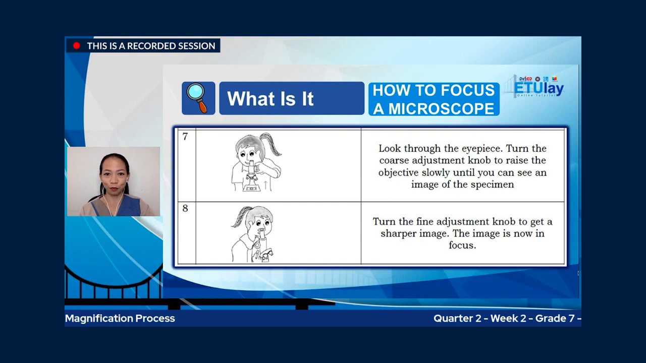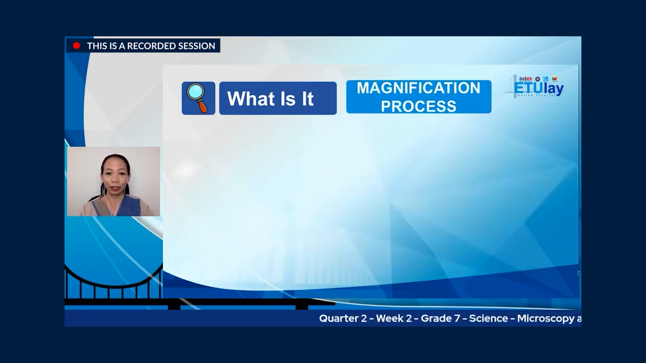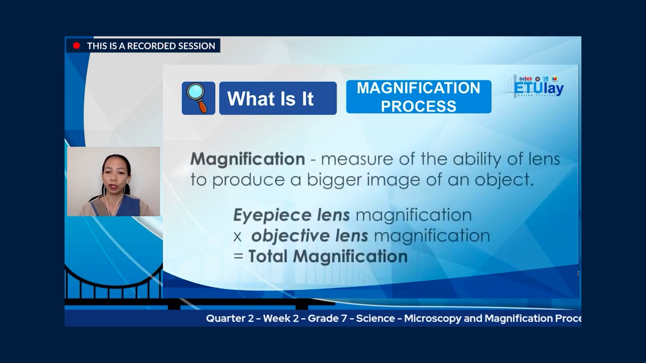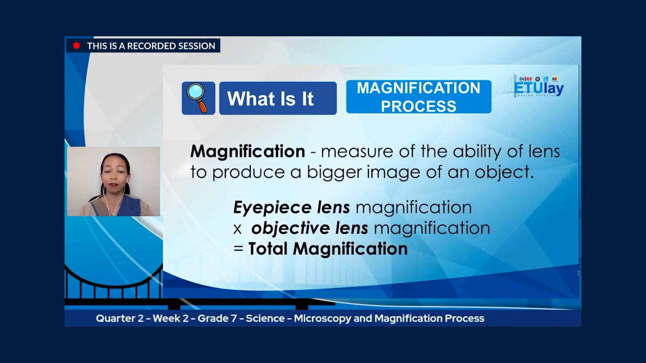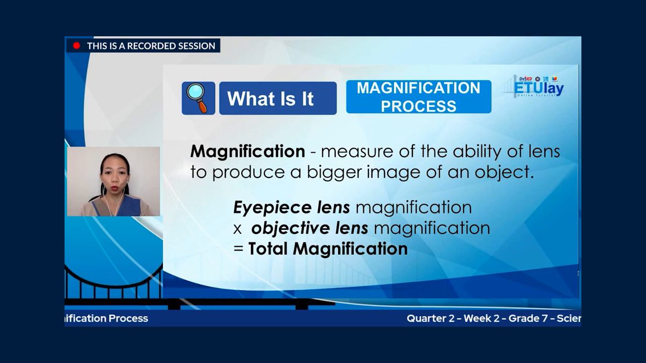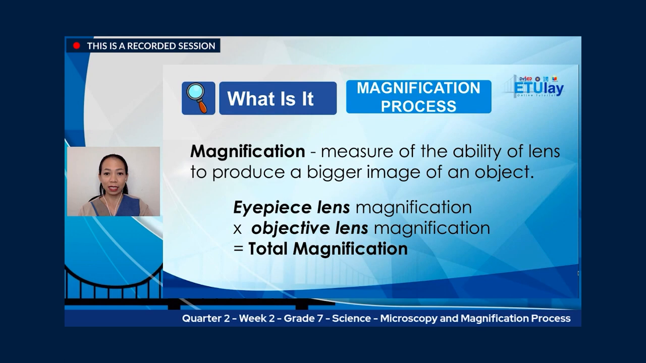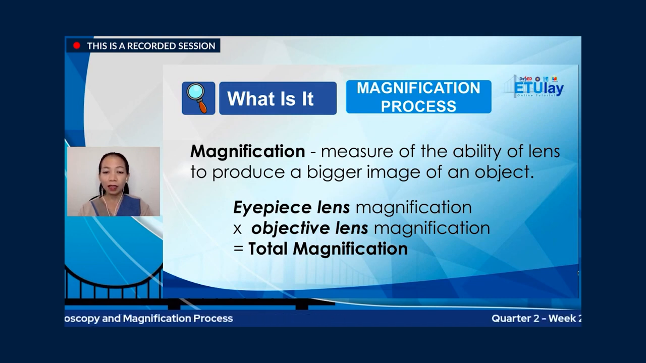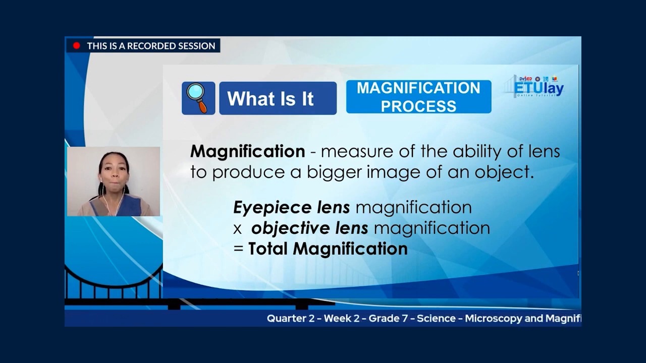Here's one more concept for you to learn: magnification. When we say magnification, we refer to the ability of a lens to produce a bigger image of an object. The magnification process involves two lenses, the eyepiece lens and the objective lens. To get the total magnification, you multiply the magnification of the eyepiece lens and the magnification of the objective lens. Remember, multiply, do not add.